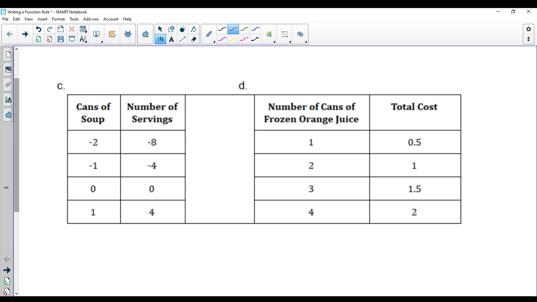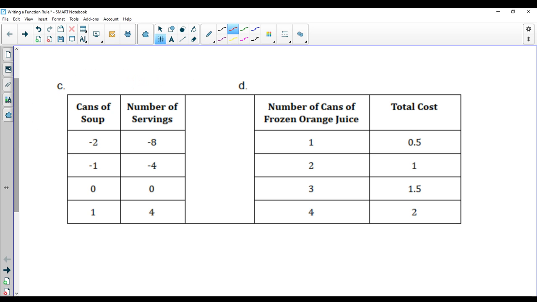Okay. So sometimes functions are going to be in a more realistic context. So this time we're talking about cans of soup and number of servings. This would be like our x's, and this would be our f of x's. Remember we talked about f of x being dependent and x being independent? Number of servings depends on how many cans of soup you have, so that's why we call this right side f of x.